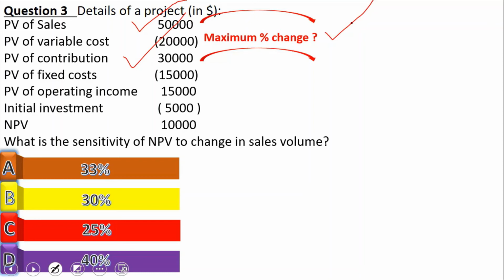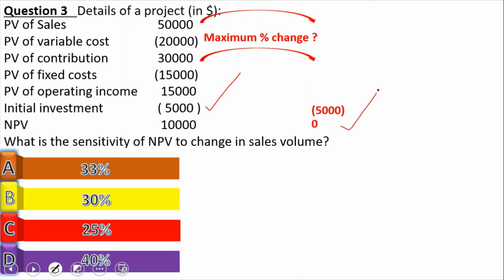So now what we will do is we will assume NPV as 0, because we don't want the NPV to be negative. So we assume NPV as 0 and then we work backwards. Okay? So we have an initial investment of negative 5,000. So I'm writing the very same figure, negative 5,000, and working backwards.